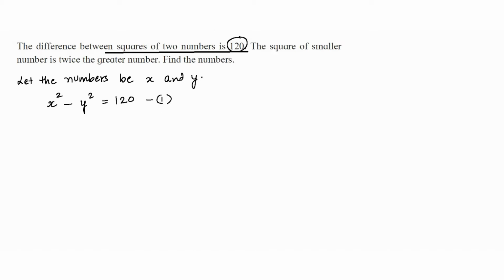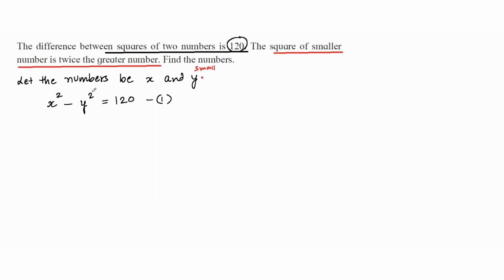The square of the smaller number, now this is the next condition that's given to me. The square of the smaller number is twice the greater number, right? That is what is given to me. So now I can say that the square of the smaller number, so between x and y, which is the smaller number, I have assumed that y is the smaller number, right? So y is the smaller number because I have x square minus y square.